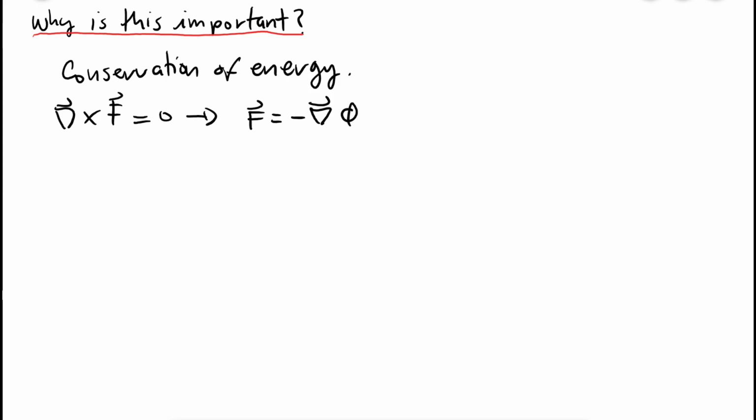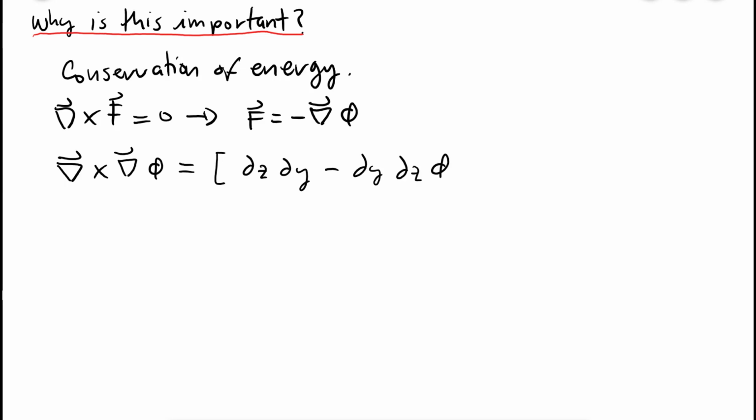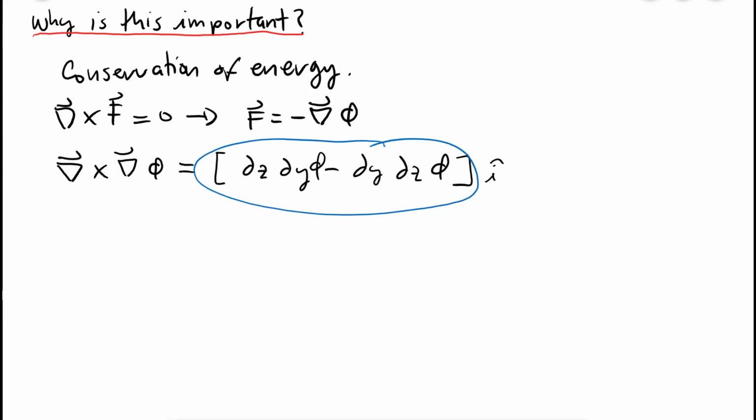It is important to notice that if I take the curl of this function and do all the procedure, what you will get is the partial derivative with respect to z, partial derivative with respect to y, minus partial derivative with respect to y, partial derivative with respect to z of the potential energy function, say for example in the i component. And this quantity is going to be 0.